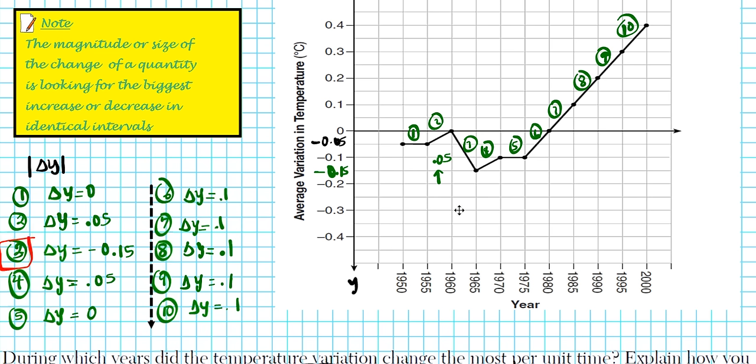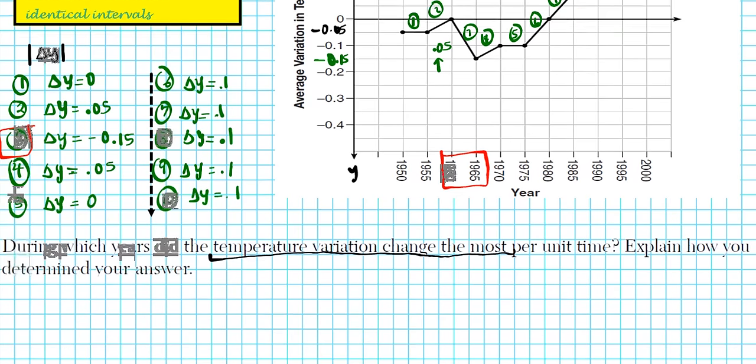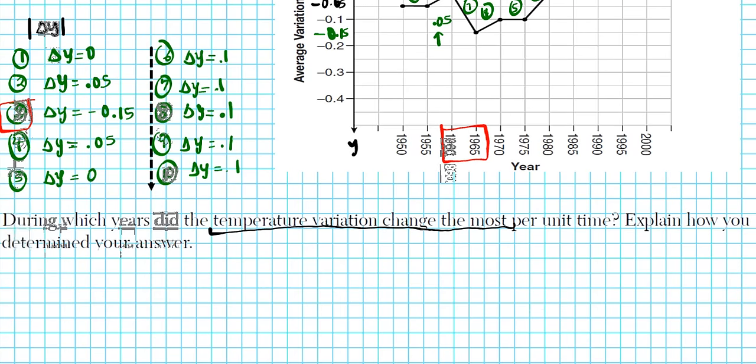Okay? So interval 3 is from 1960 to 1965. Okay, that's where you had the biggest change in temperature. It was a fall. Okay, you had a fall of 0.15 degrees Celsius. Okay? All right, let's go ahead and write down our answer.